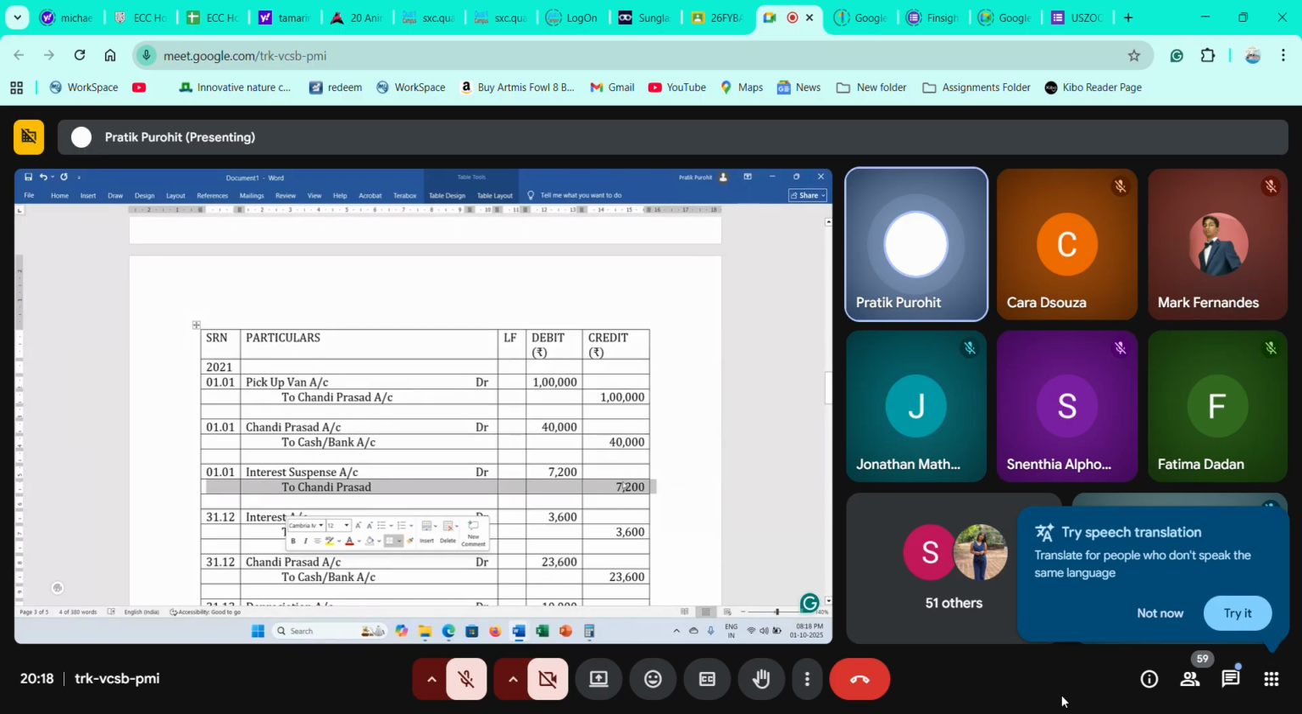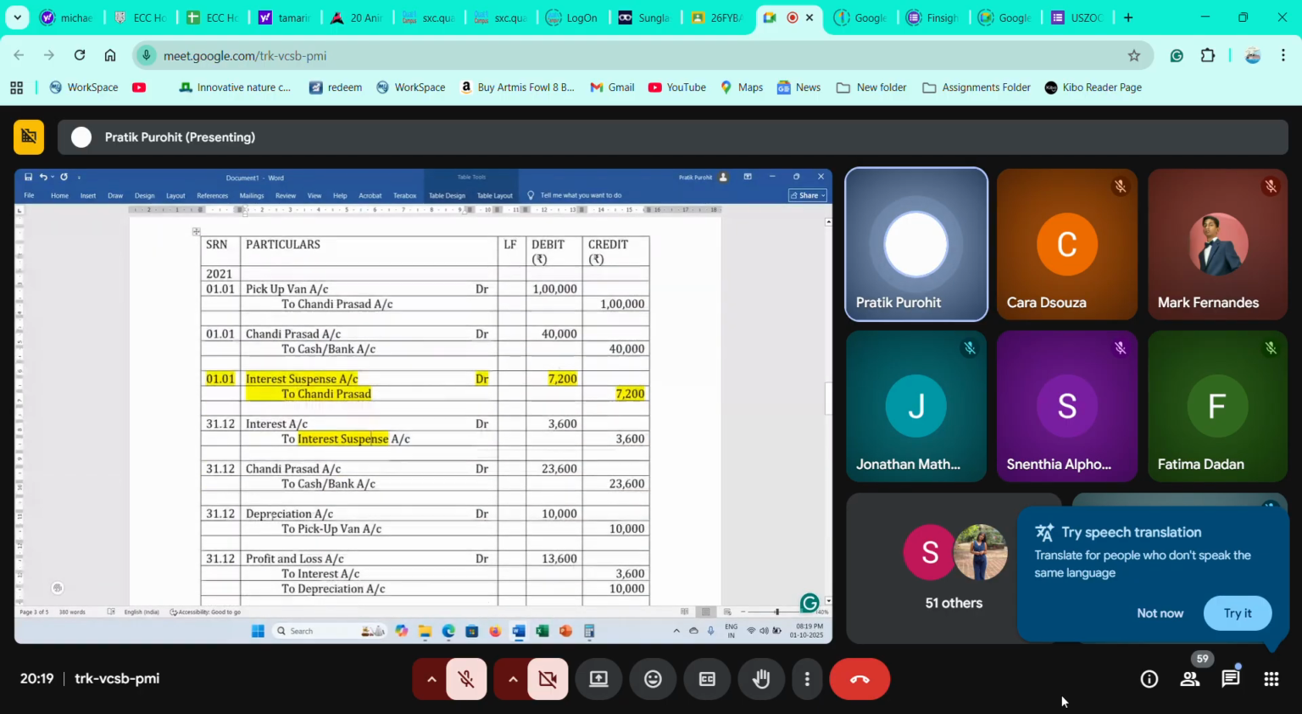His claim is not increased at any point of time, right? So rather than passing the entry interest to Chandi Prasad, you reduce the amount of interest suspense by that much amount. So this changes to interest suspense account. Okay, so this is the change that you have done. It's only this part. That's it. From your cash price to interest suspense method, you added this entry and you are charging interest to the interest suspense account. The rest everything remains the same.